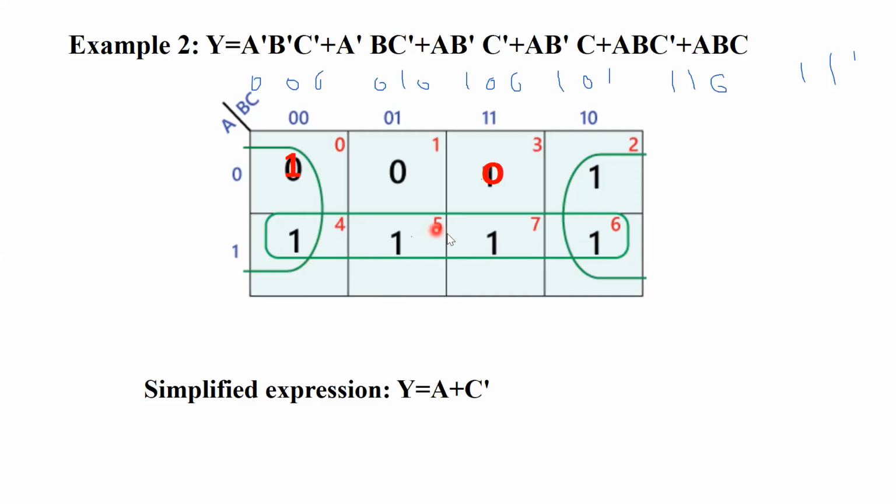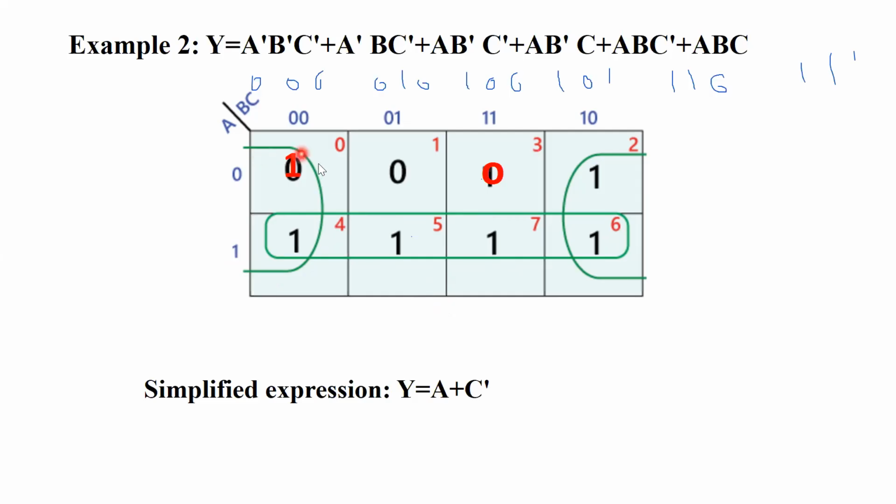In the cells M4, M5, M7, M6, my value of A is 1. But what happens to B and C? Every cell, the value of B, C changes. What is changing I do not have to count, because here it is 00, 01, 11, 10, so everywhere the value of BC is changing, so I neglect that. A is not changing, and the value of A is 1, so that is A. So for group 1 my reduced form is A.